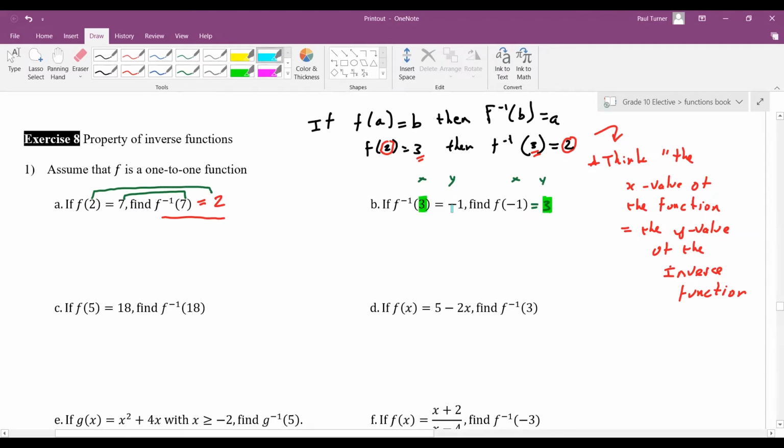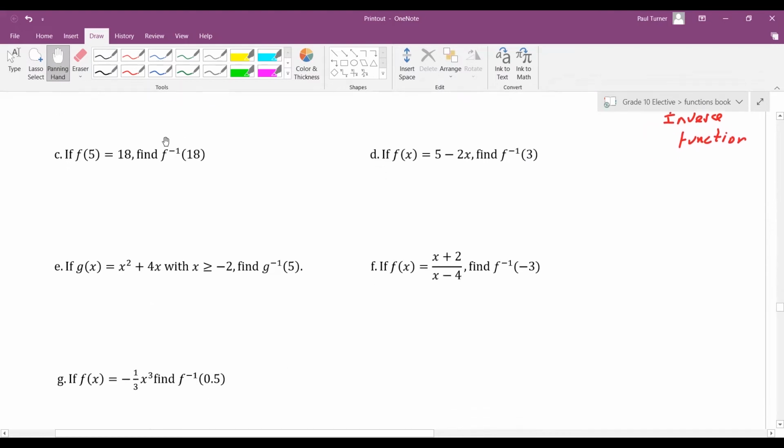And also, the y value of your inverse is the x value of your function. So they just swap around. And we also did the same idea for question C. So the x value of your function becomes the y value of your inverse, and the y value of your function is the x value of your inverse. It's quite simple, isn't it? You're just swapping the two values, because that's actually how we drew the inverse.